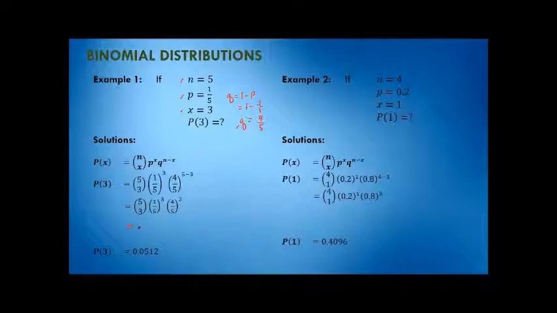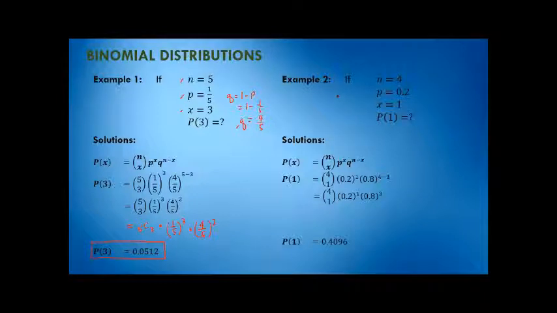So we're going to input combination of 5 taken 3 at a time times 1/5 raised to 3 times 4/5 raised to 2. And the answer for that is 0.0512. So this is the answer for the probability of 3 success on example number 1.